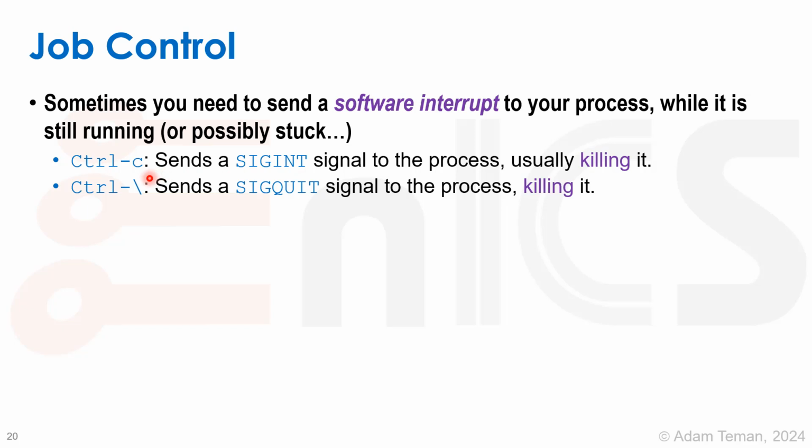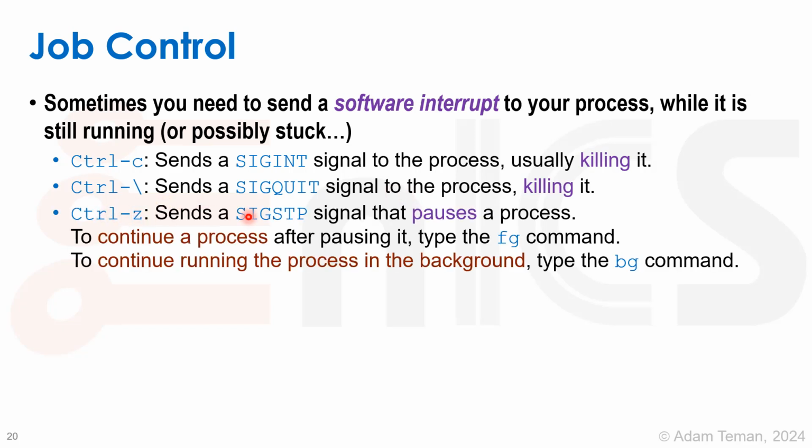If we for sure want to kill it, we can do Control Backslash. That sends the signal quit to the process, and that really will usually kill it. Finally, we have Control Z, which pauses a process by sending a SIGSTOP signal to the process. What that does is basically it means that the process stops running and we can continue running whatever we were doing before. So we have a command line and we're doing something, and then we run a process.